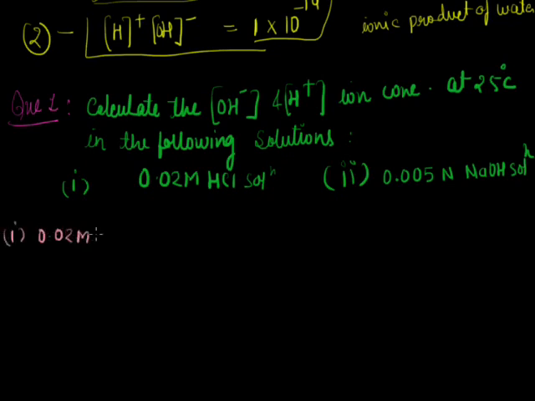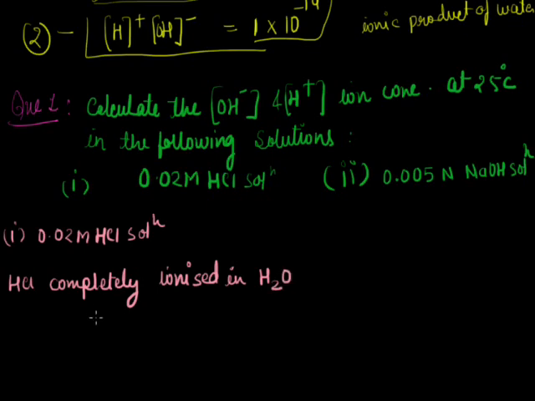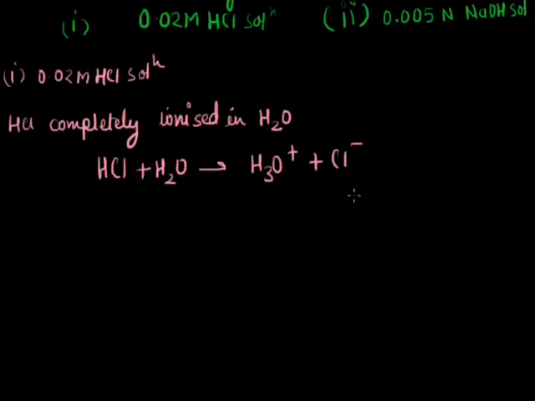So first we solve the first question, that is the 0.02 M HCl solution. We know that HCl is completely ionized in water and gives the hydronium ion and Cl minus ion. The hydronium ion represents the H plus ion. So the concentration of H3O plus ion given by HCl is equal to the concentration of the HCl solution.